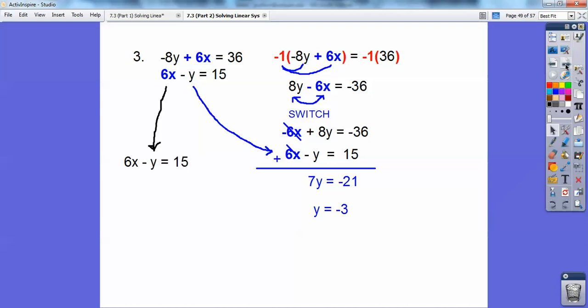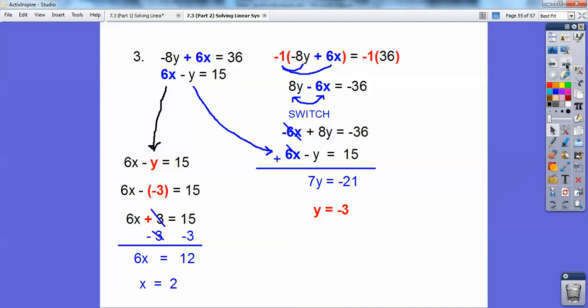Then pick any equation. I chose the bottom equation, and I'm going to substitute in y equals negative 3 right here. Watch out, there's a negative right there, so it's going to be negative negative 3, which in a second will become positive 3. Now I'm going to subtract 3 from both sides, and I get 12. Of course, x equals 2, since 6 goes into 12 two times. And don't forget, your ordered pair is always x first, y second.